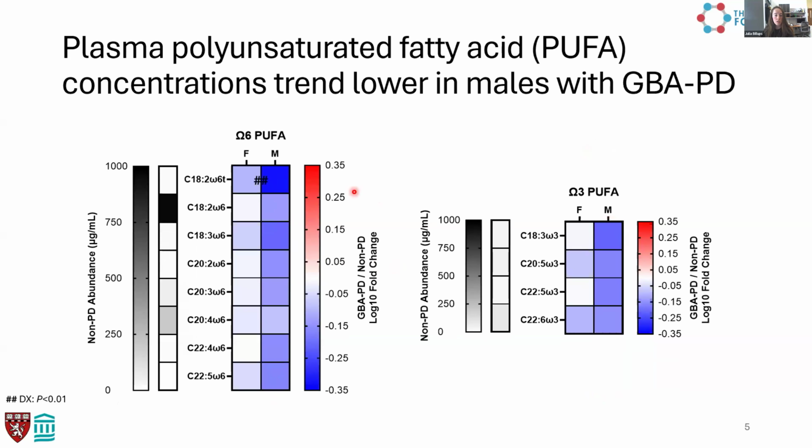The only significant change from this analysis here is a reduction in this trans fat in GBA-PD plasma. And this is due to the small sample size of this discovery cohort. So our larger validation cohorts will be especially useful for identifying whether or not this is what we see in those bigger groups.